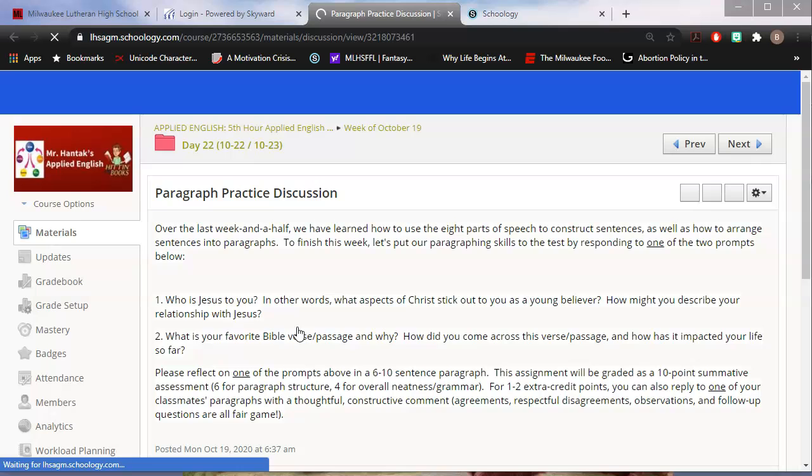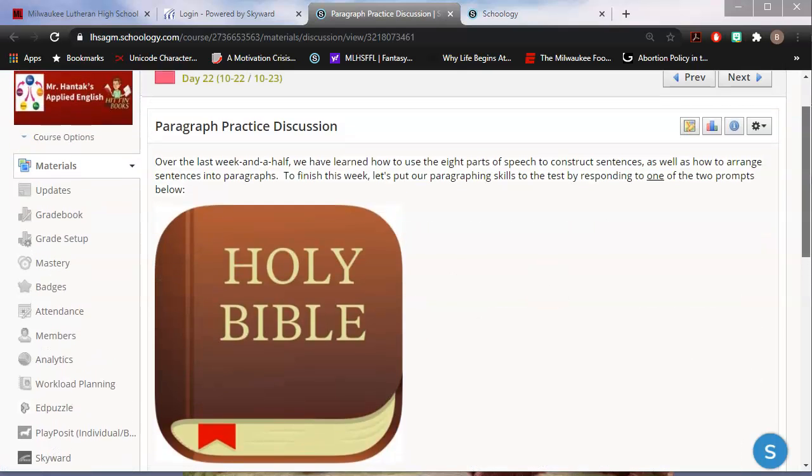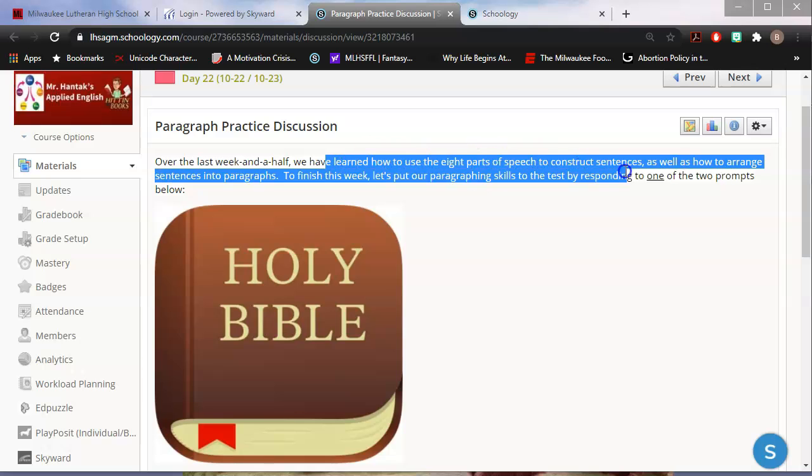Let's look at it. Paragraph writing assignment here for you. Over the last week and a half, we've learned how to use the 8 parts of speech to construct sentences, as well as how to arrange sentences into paragraphs.